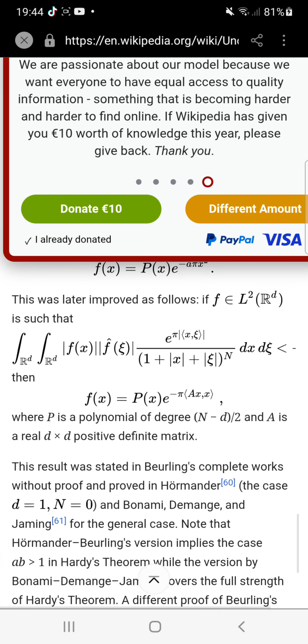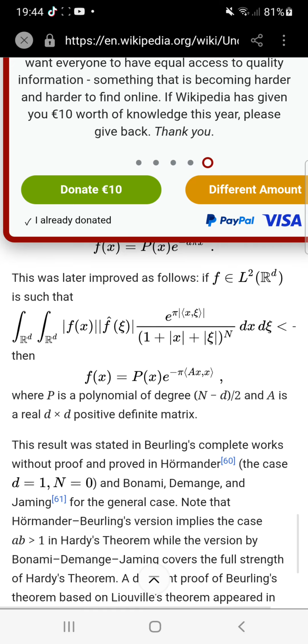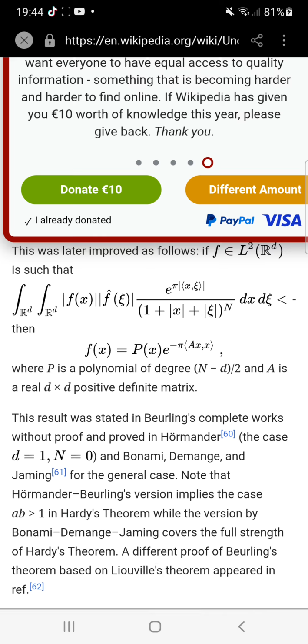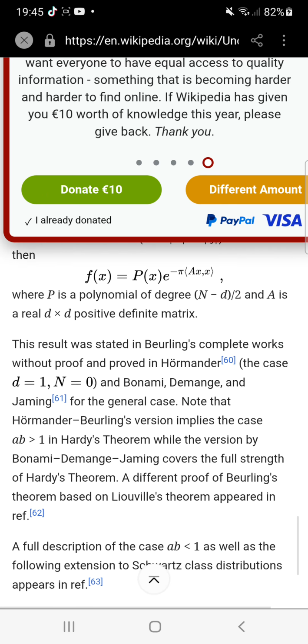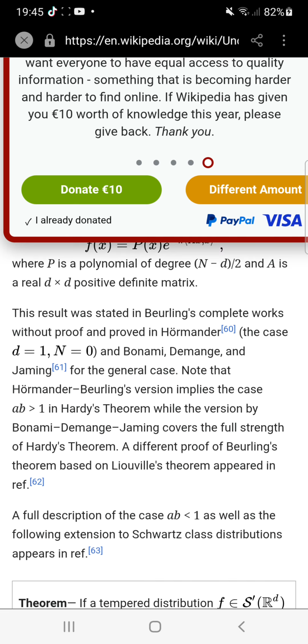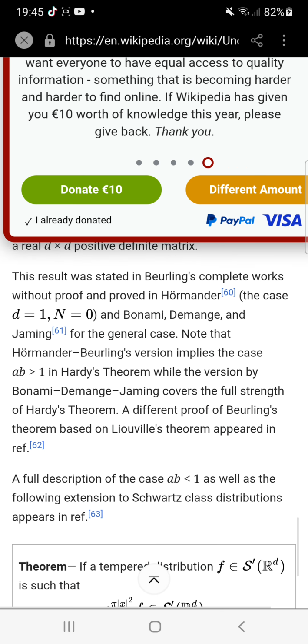This was later improved as follows: if f is an element of L squared of R^d is such that the integral over R^d times R^d of the absolute value of f of x times the absolute value of f hat of xi times e to the power of the pairing of x and xi, divided by (1 plus absolute value of x plus absolute value of xi) to the power of N, dx dxi, is finite, then f of x equals P of x times e to the power of minus pi A x dot x, where P is a polynomial of degree smaller or equal to N minus d divided by 2, and A is a real d by d positive definite matrix.